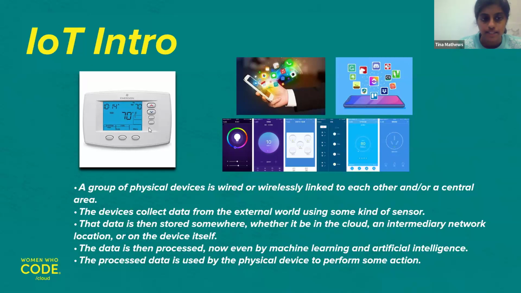So we have a lot of physical devices or sensors that we put together, and we collect certain data from these devices to an external world. It must be stored in some form of intermediary network or cloud, and the data is processed and given to various application layers where we build apps where this data is available.